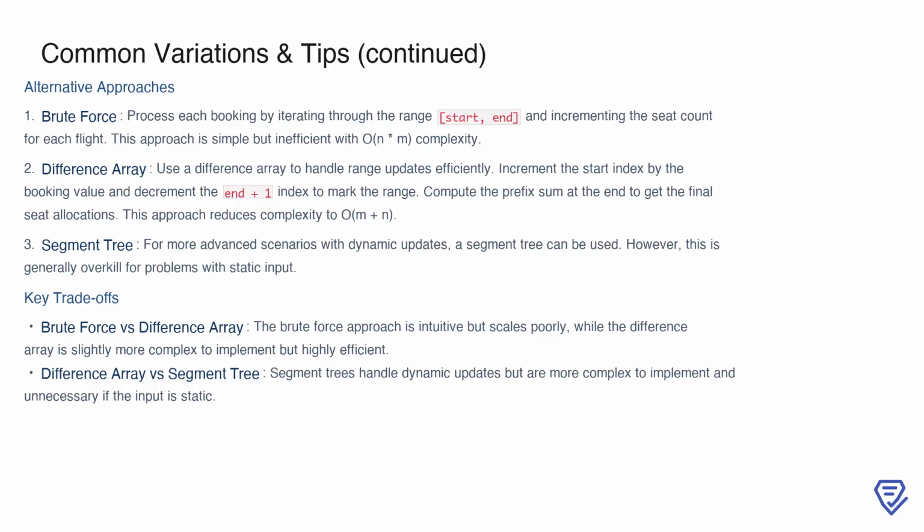The key trade-offs to consider include simplicity versus scalability. The brute force approach is intuitive but doesn't scale well with large inputs, whereas the difference array is slightly more complex but highly efficient. On the other hand, while segment trees offer flexibility for dynamic updates, their complexity makes them unnecessary for static problems like this one.